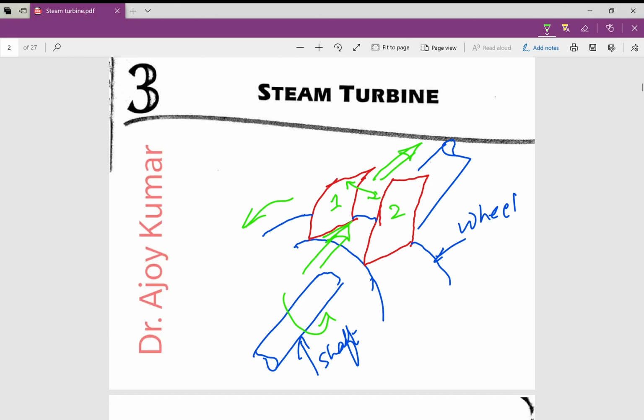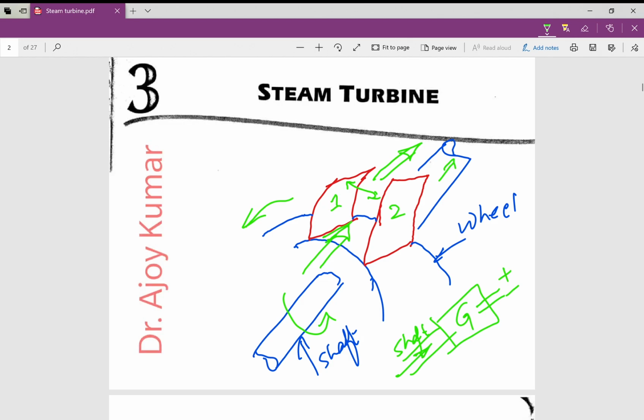When this shaft is attached to an electrical generator, this is your shaft, this is your electrical generator. So this mechanical power is converted into electrical power, and henceforth we get electricity.